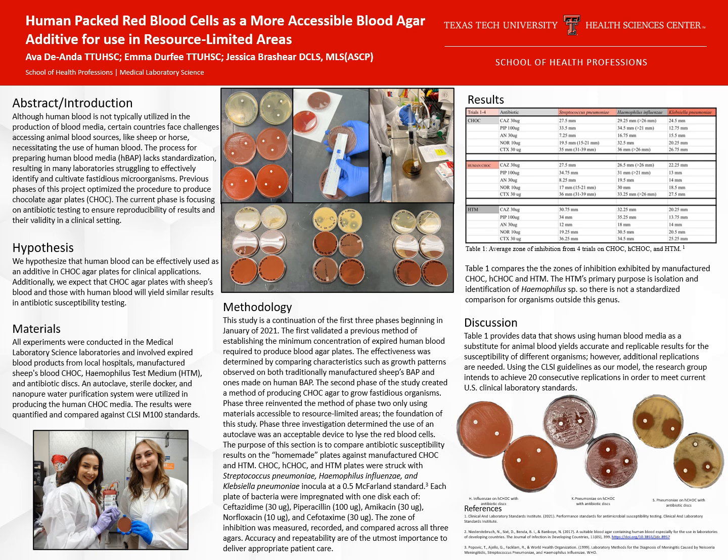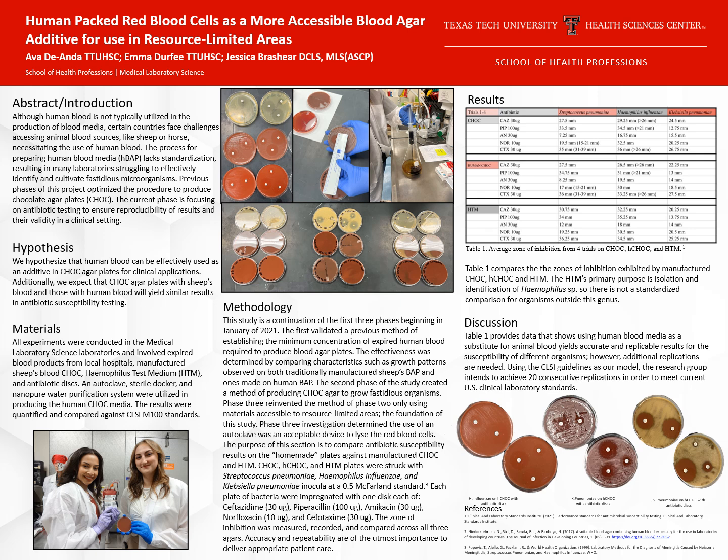The lack of standardization in preparing human blood media has posed challenges for laboratories, particularly in cultivating and identifying fastidious microorganisms. Our research builds on previous phases that optimize the use of human blood for producing chocolate agar plates, or CHOC. Our current focus is on testing antibiotic susceptibility to ensure that human blood-derived chocolate plates provide reliable and reproducible results in a clinical setting.